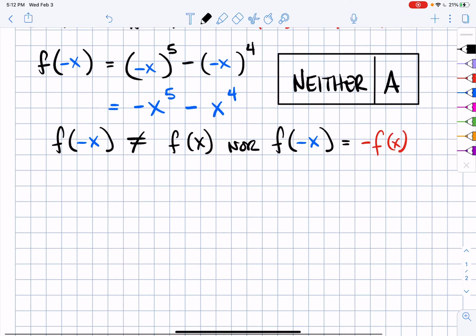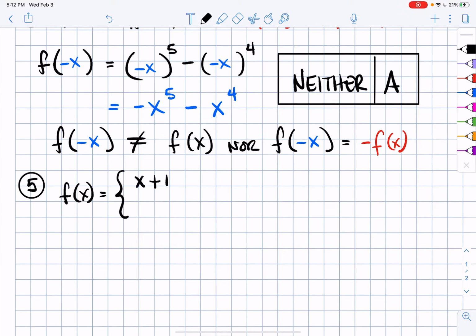All right, on to number 5. Number 5 is a piecewise function. So it says that f of x is equal to x plus 1 if x is greater than 4, and negative x plus 1 if x is less than or equal to 4. And it wants you to find f of 1.